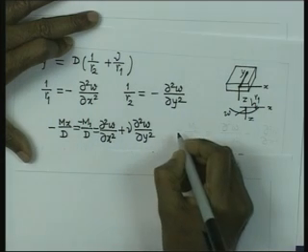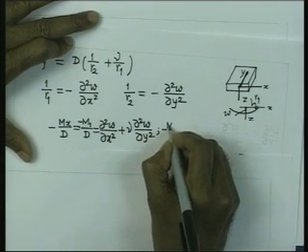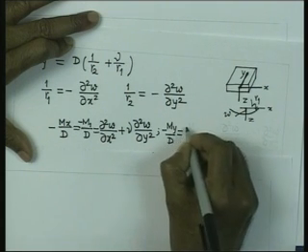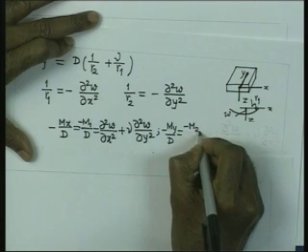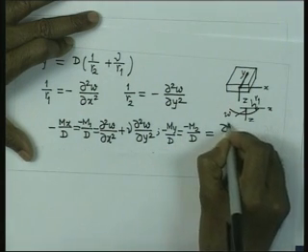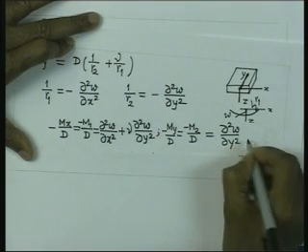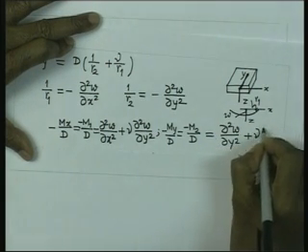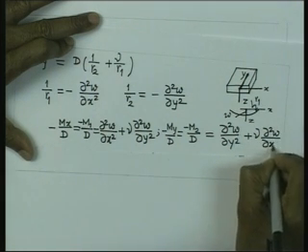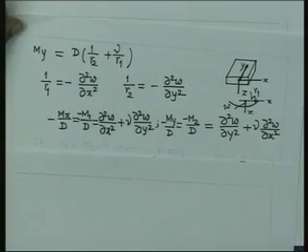Similarly, we can write minus my by d is equal to minus m2 by d is equal to delta 2 W delta y square plus nu times delta 2 W delta x square. So, these are the moment curvature relations.